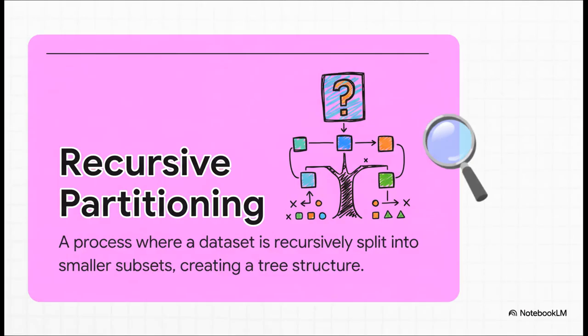In machine learning, this has a name: recursive partitioning. It sounds complex, but it's not. The algorithm takes all the data and just splits it. Then it takes those smaller groups and splits them again and again. It does this recursively, and with each split, it's trying to create groups that are more and more pure, where everything in the group is similar. That's how it builds the tree.